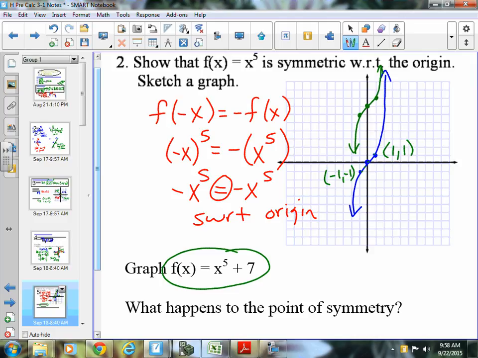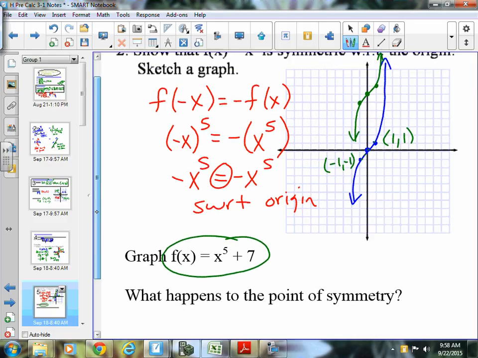Now take a look at that. Does that graph still have symmetry? Sure looks like it to me, but it's not the origin anymore. You're not drawing a line segment through the origin. What happens to your symmetry point? Well, it looks like it's going up 7 along with the graph. So our new point of symmetry, it's symmetric with respect to the point 0, 7, not the origin.